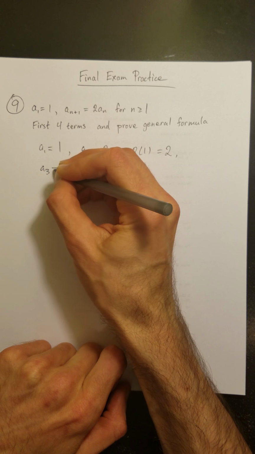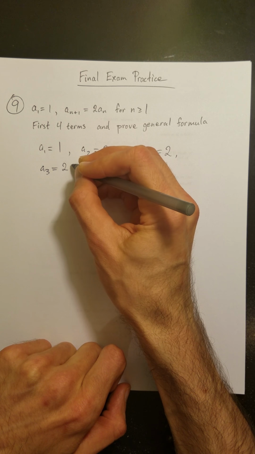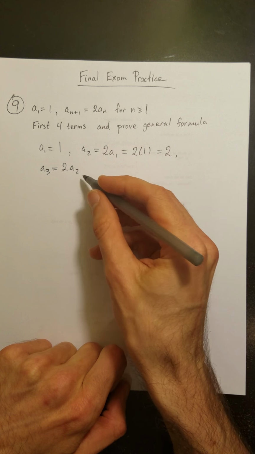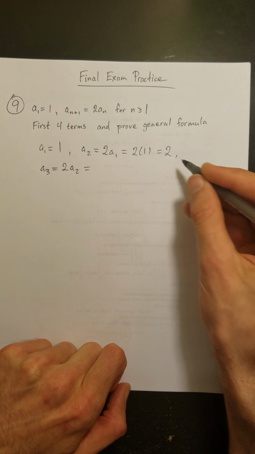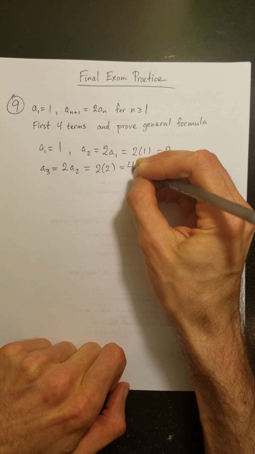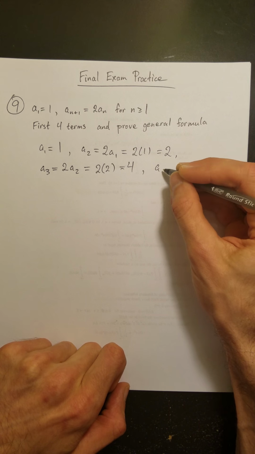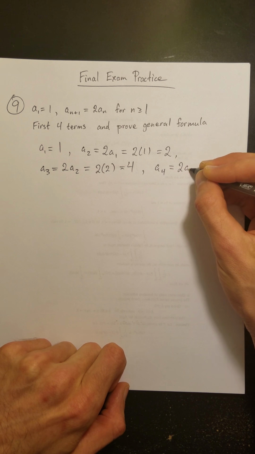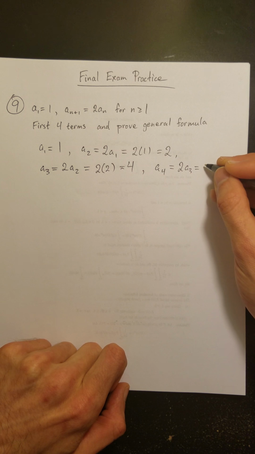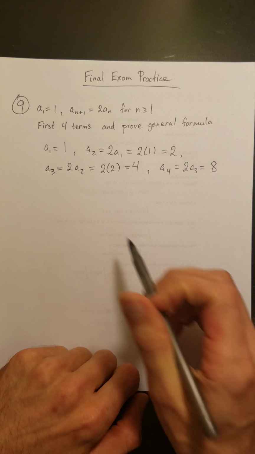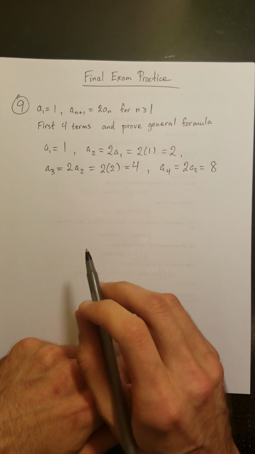So we go to the third term, which is of course just equal to 2 times the second term. Using our recursive formula for n equals 2, and we just found a2 is equal to 2, this is 2 times 2, which is equal to 4. And then a4, our fourth term, is just equal to 2 times our third term, which is 4, so this is equal to 8. All right, so those are the first 4 terms: 1, 2, 4, 8.